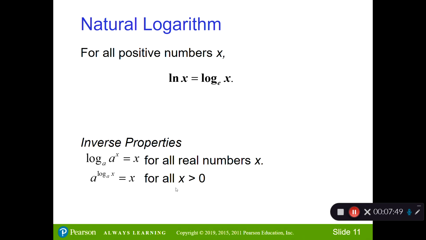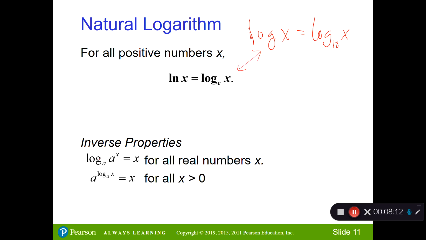Now, log base 10 is just written log. Log base e of x is written ln of x. This is not an I, it's ln. So these are the two that you need to remember the most.